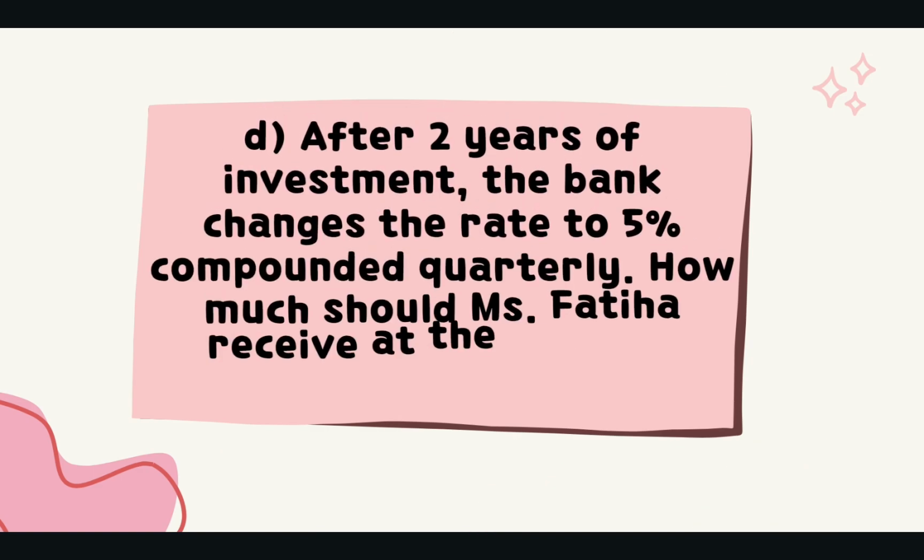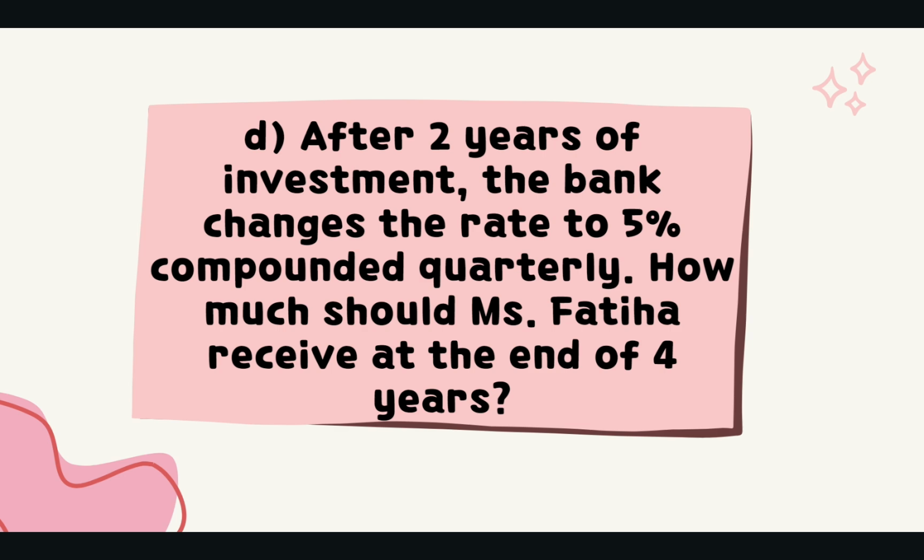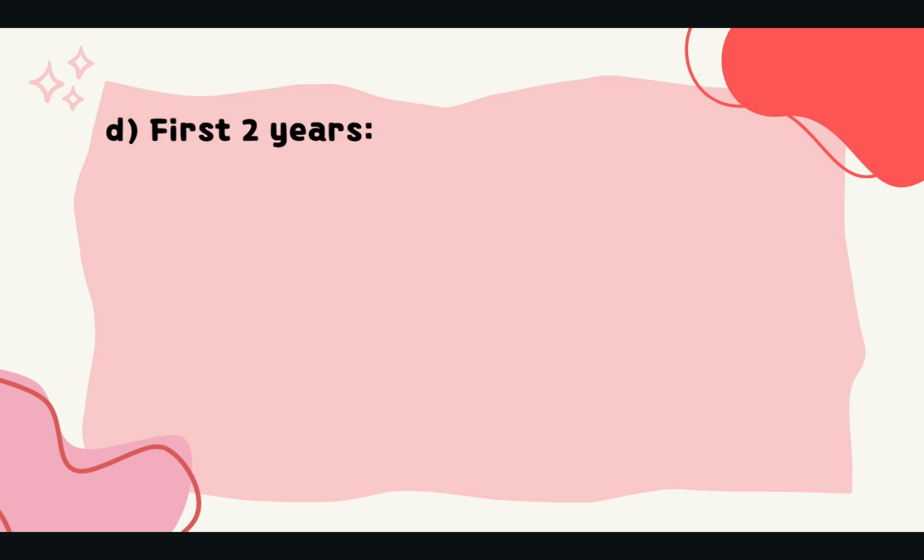Here's the problem. After 2 years of investment, the bank changed the rate to 5% compounded quarterly. So, how much does my aunt receive at the end of 4 years? For the first step, let us calculate the first 2 years. We know that the principal value is still 50,000. For the interest, K, it's 0.0485. Next, M as 12 because it is compounded monthly. For T, it's 2 because we want to know the value for the first 2 years.